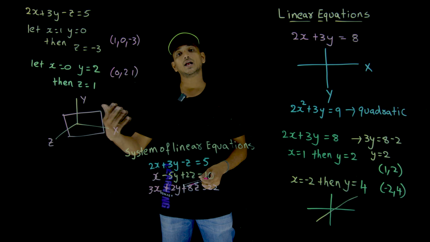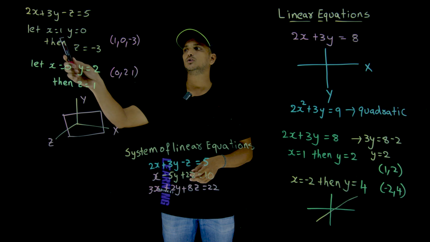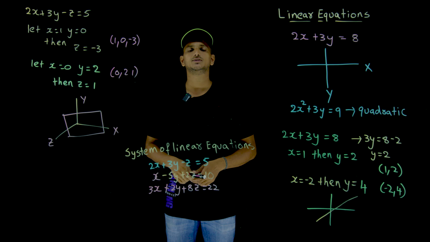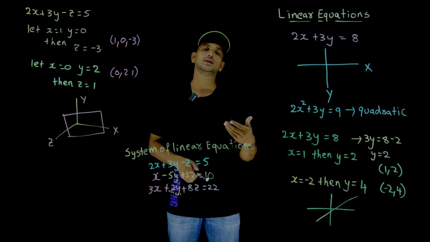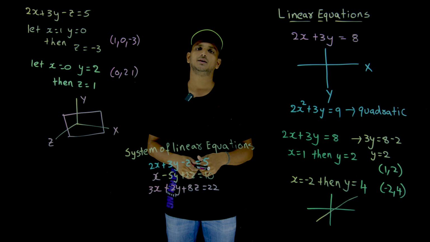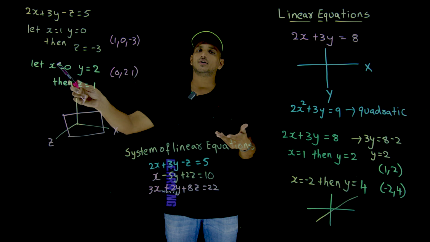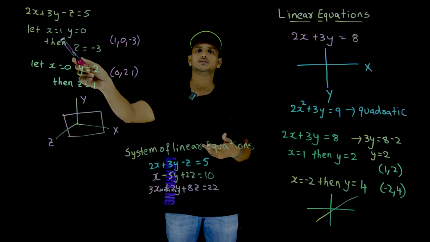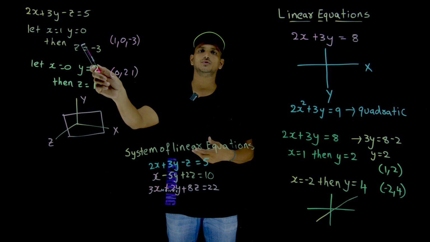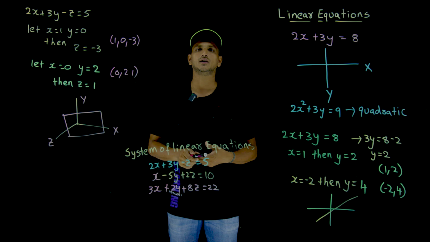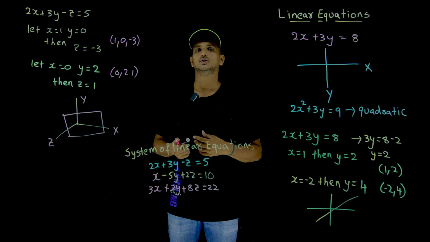Now coming to the three-dimensional coordinate system, a linear equation will be like 2x plus 3y minus z is equal to 5. It is in the form ax plus by plus cz is equal to d. Similarly, to identify points, let's randomly select x is equal to 1, y is equal to 0, then substitute them. You get z is equal to minus 3. So (1, 0, minus 3) is a point that satisfies the equation.